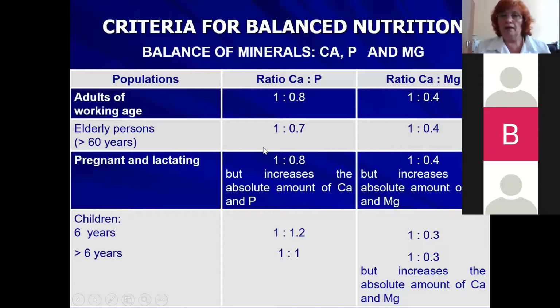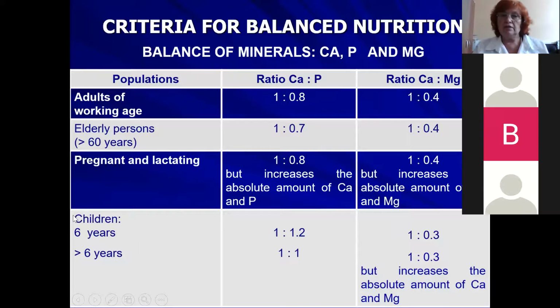Pregnant and lactating women have a calcium to phosphorus ratio of 1 to 0.8, but the absolute amount of calcium and phosphorus increases. They must also increase the absolute amount of calcium and magnesium, and the ratio will be 1 to 0.4.